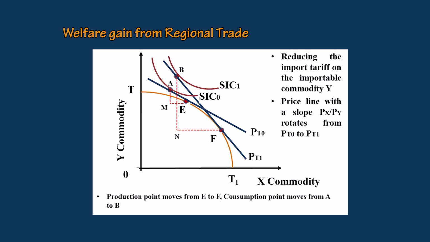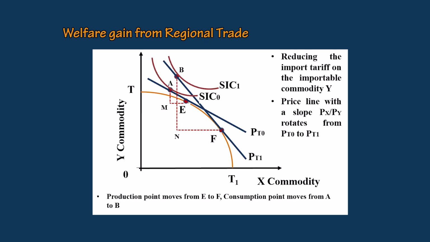Why is it flatter? What is the slope? Slope is price of commodity X divided by price of commodity Y. So say you impose a tariff on your importable. What is your importable item here? Importable item is Y. For example, when you produce at point E and consume at point A, then you are producing more of X compared to your consumption need. So your export was ME. What is the import of Y? Import of Y was AM.